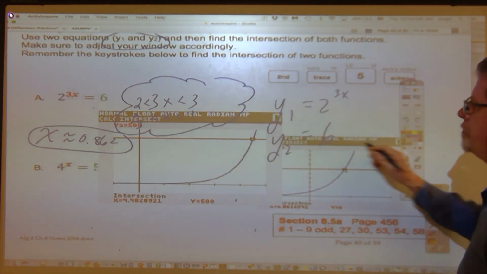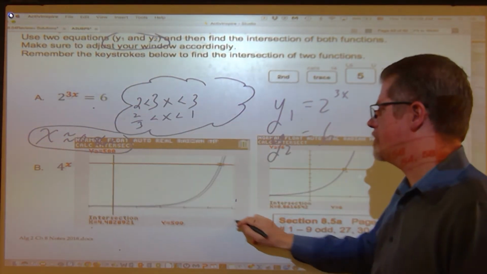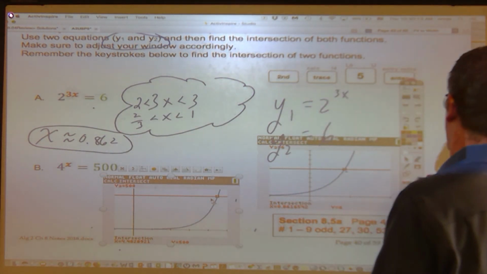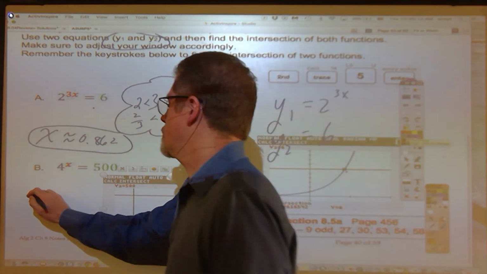The solutions are posted online in case you want to have those open as you're going along. The answer to this one was 4.483. So take the rest of the time and work on your homework.